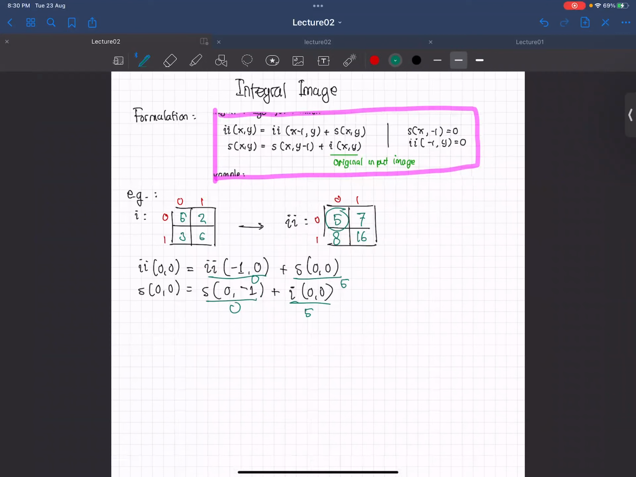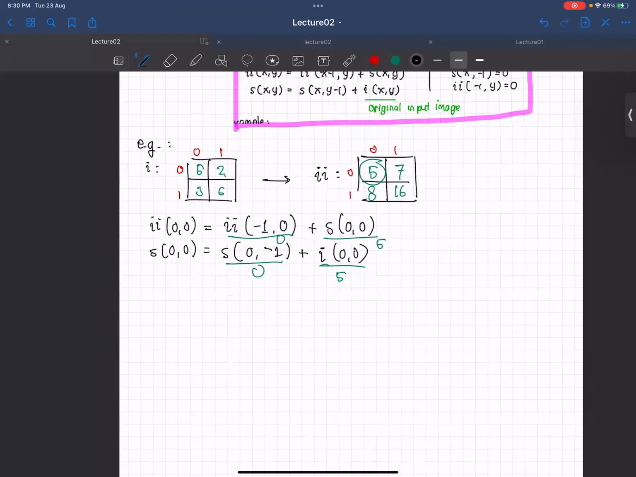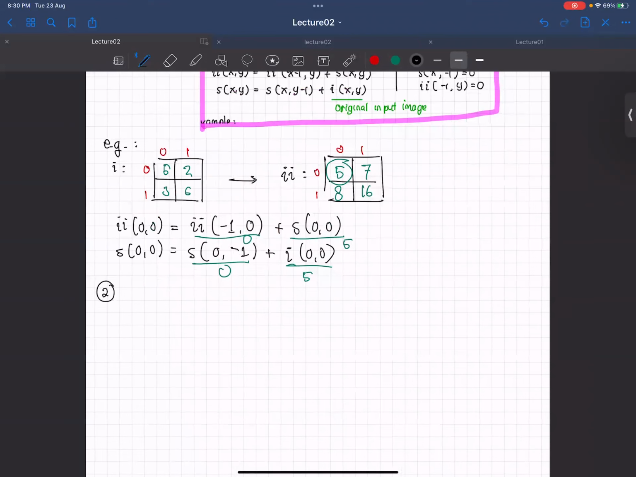Any questions here? So that's number one, the formulation. No questions, I think, right? It's very straightforward, it's mechanical. Just follow the formulation and you will be fine. Number two is the concept of computing a block, or block computation.